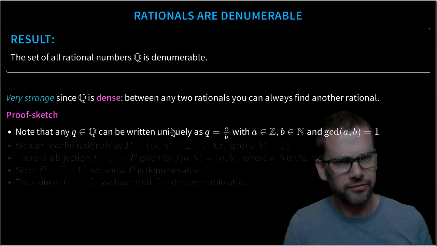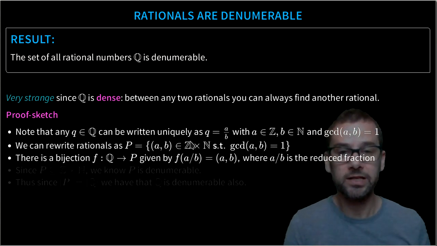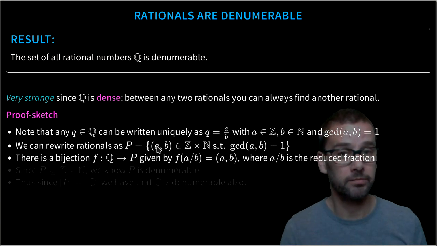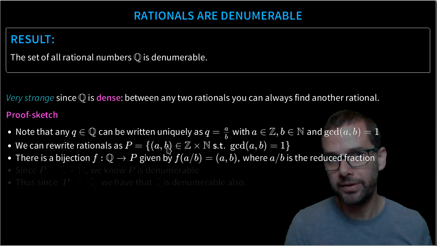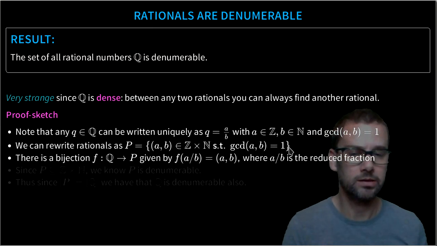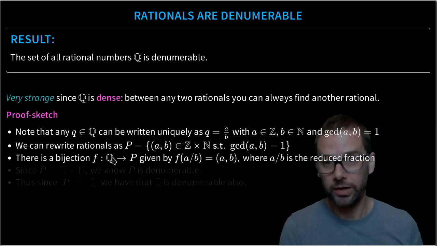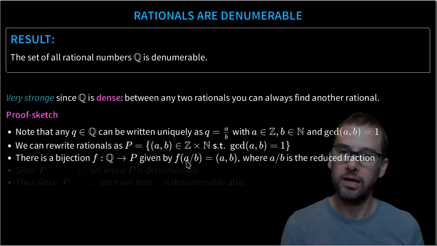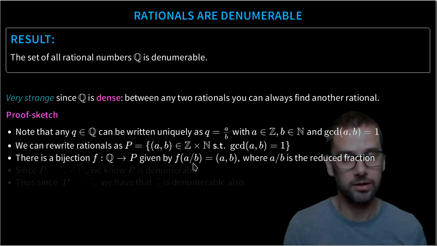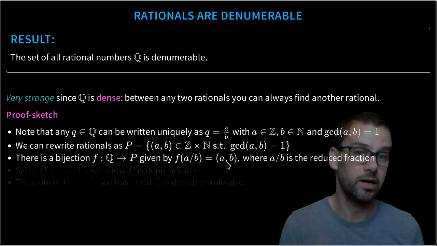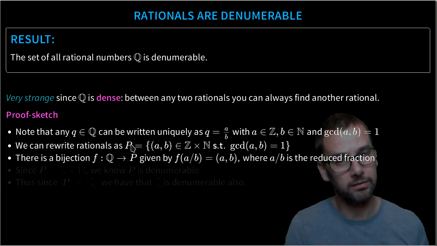Now, because we have this unique way of writing things down, we can rewrite the rationals as some set P of ordered pairs, where the first thing comes from Z, and the second thing comes from N, and so that a and b have no common factors, namely the GCD is 1. And we have a bijection between Q and this set P given by, hey, if I take this fraction written in lowest terms, namely a divided by b, then turn that into just the ordered pair (a, b). Okay, so this gives us a bijection between Q and P.